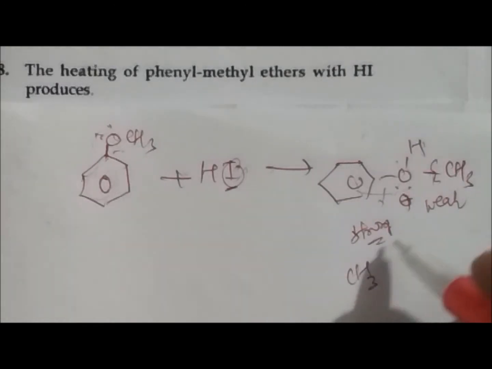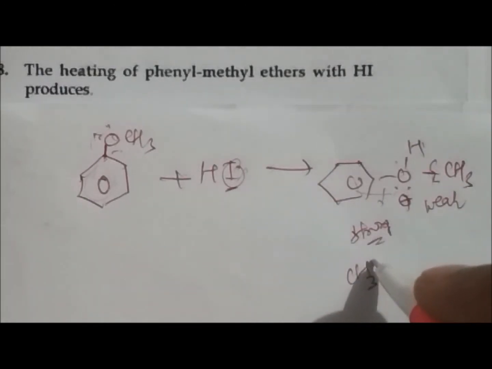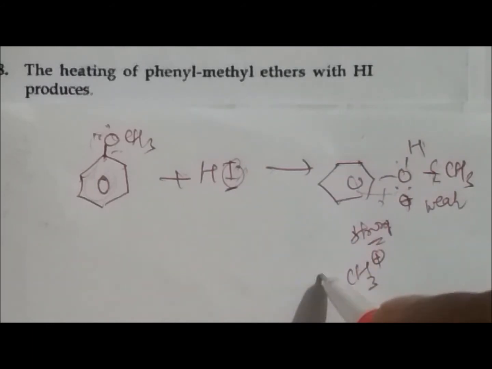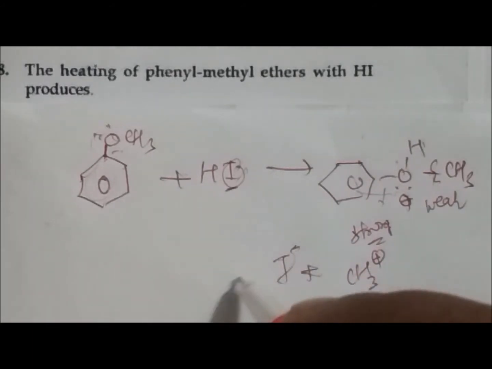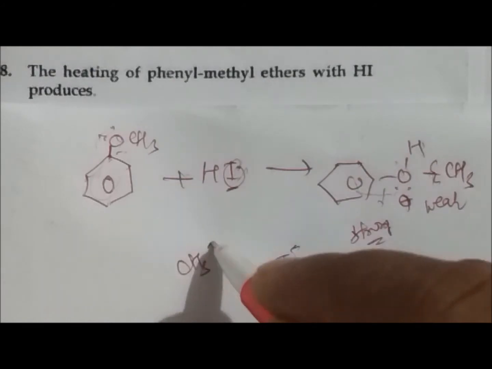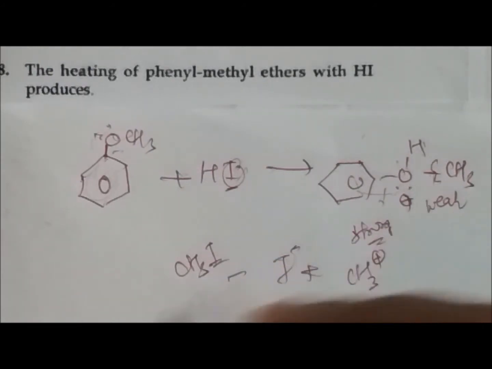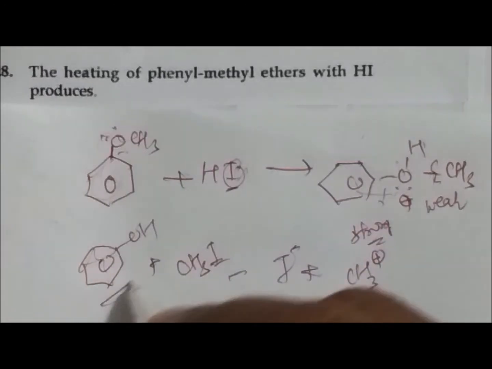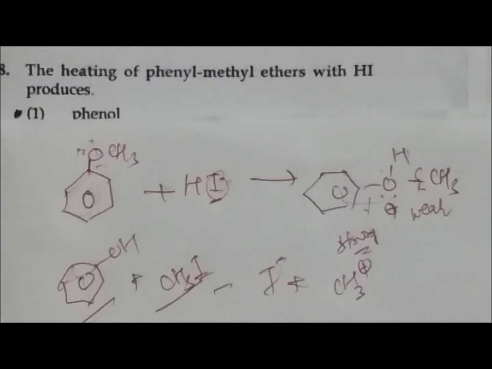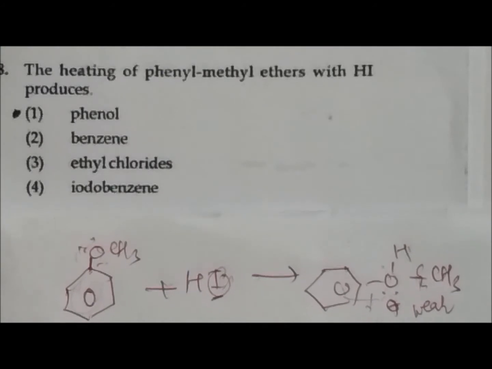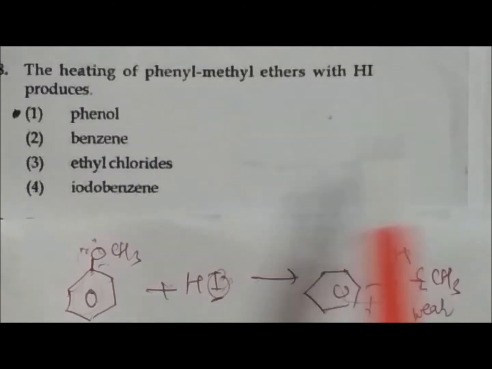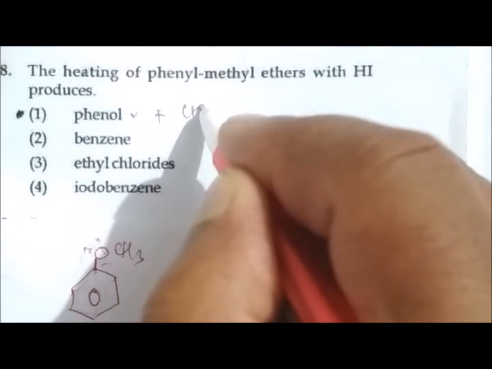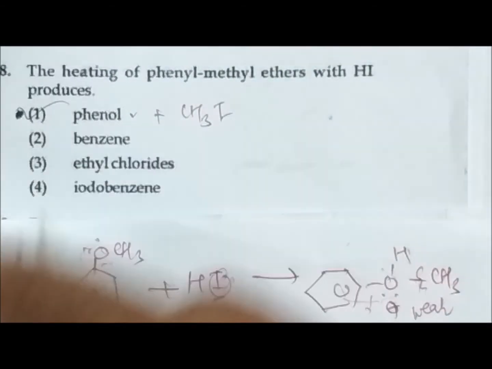After splitting it becomes CH3 and here iodine is acting as a nucleophile, so it will attack as I minus, and you will get the product CH3I. So we will get two products: phenol plus methyl iodide. So which is the answer? The heating of phenyl methyl ether with HI will produce phenol plus CH3I. So this is our correct answer.